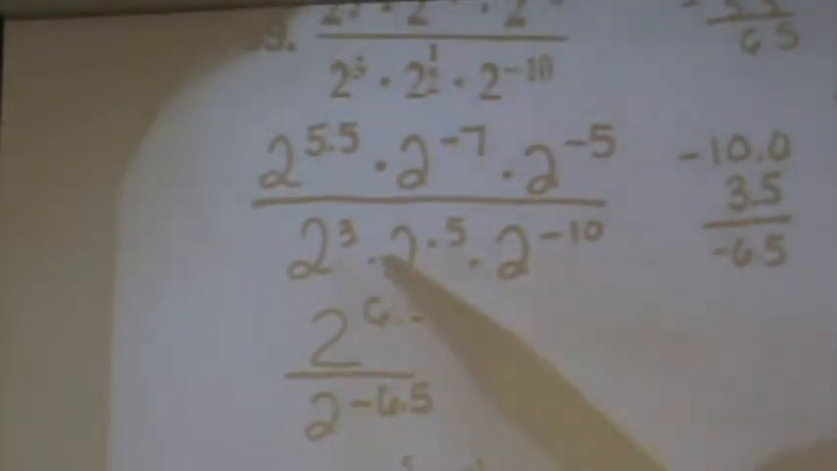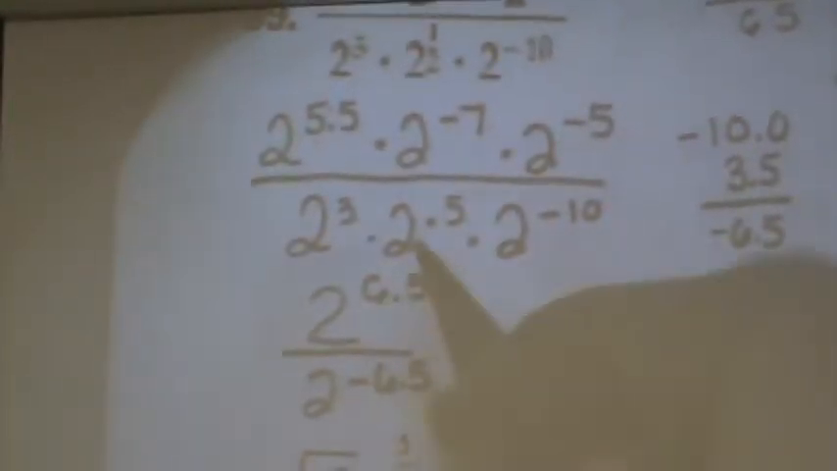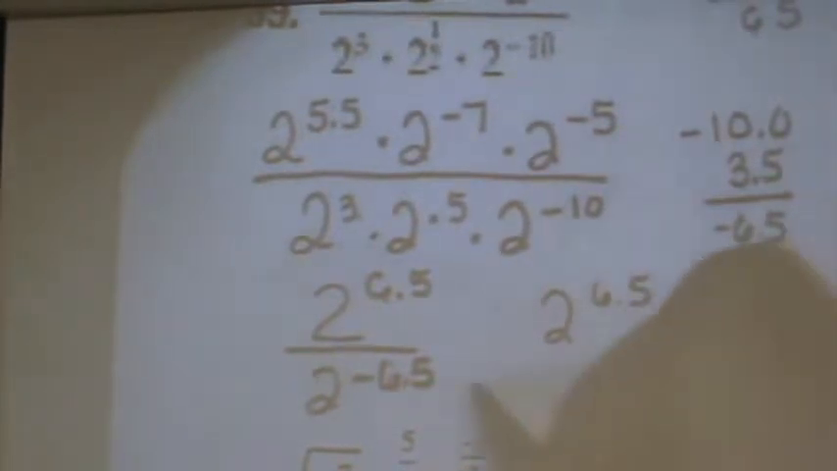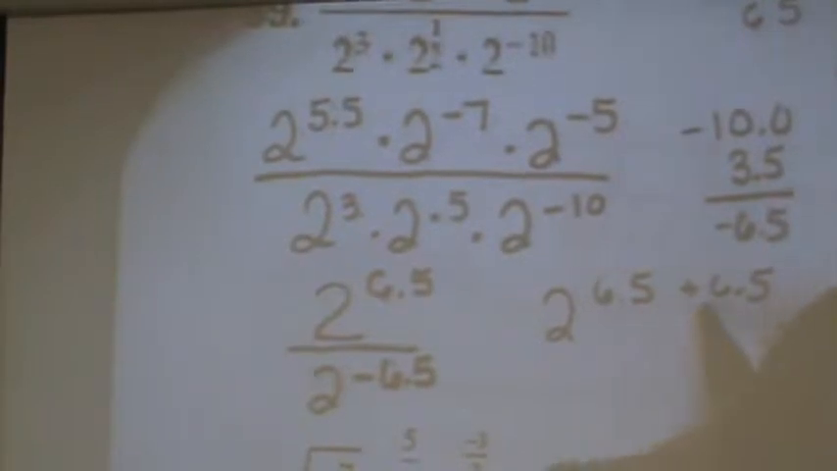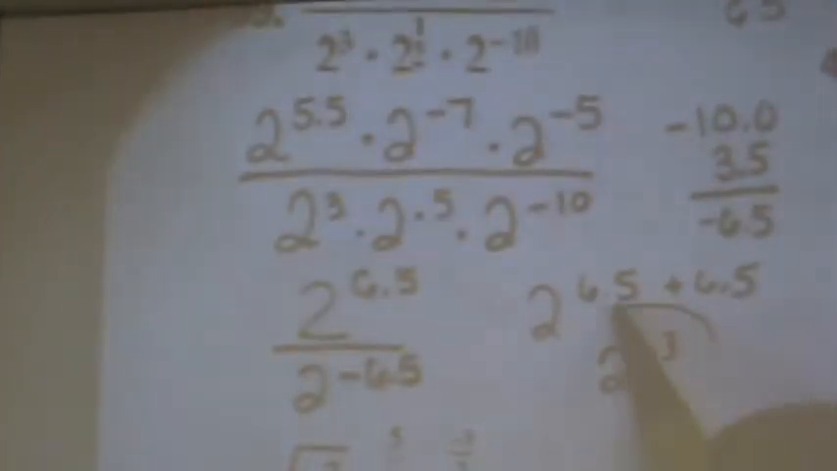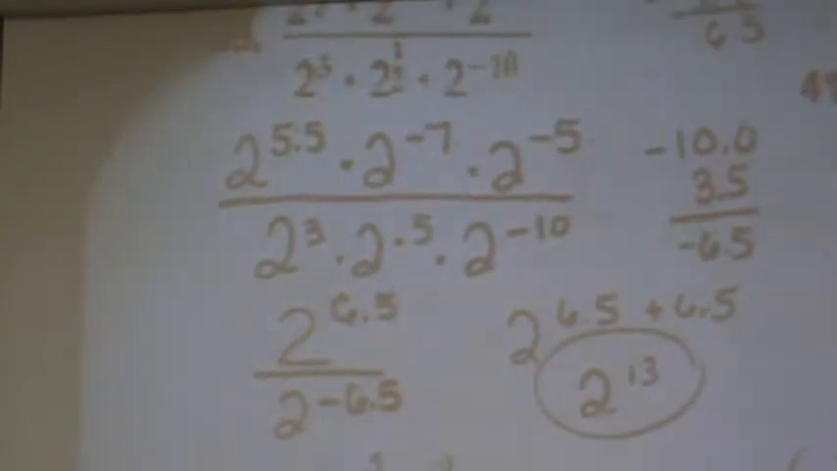So let me check this again. This is 3.5. And minus 10, this is going to be negative 6.5. Now this goes up here. So you have 2 and 6.5, you're gonna have a positive 6, another 6.5. 6 and 6 is 12, and 1 is 13, so this is 2 to the 13th power.